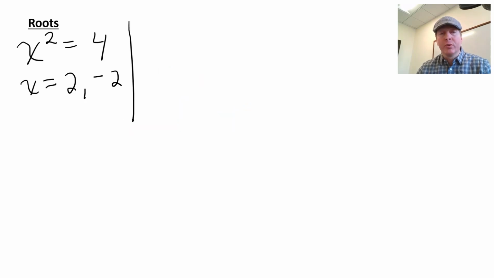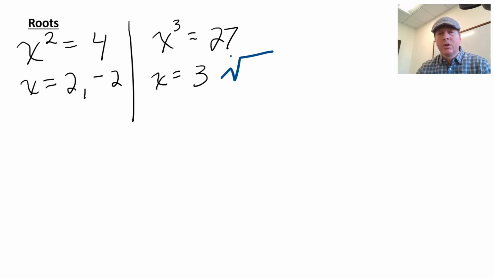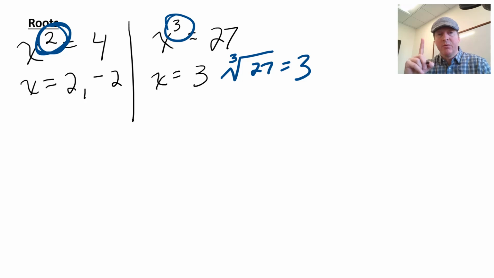How about cubed roots? Suppose I had x raised to the power of 3, x cubed equals 27, then x itself is 3 and only 3. And if I were to write cubed root of 27, it's only 3. So if the exponent is an even number, you get two roots, one positive, one negative. But if the exponent is an odd number, you only have one root.